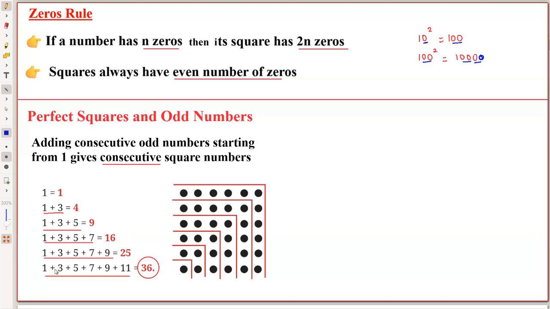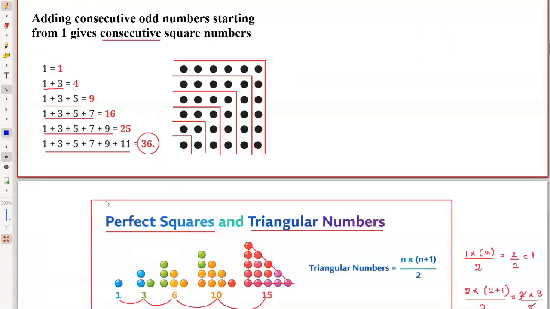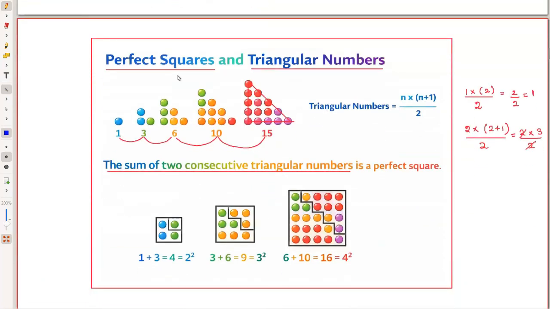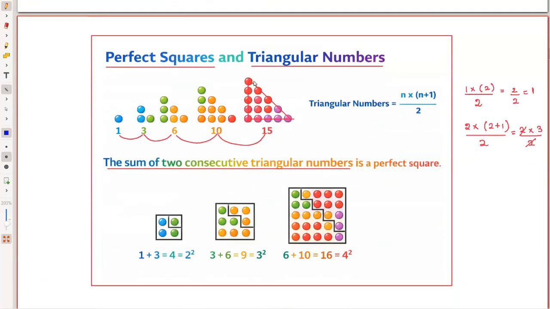So the sum of n odd consecutive natural numbers gives a perfect square number. That also has a condition: you have to start from 1. Then only will you get a perfect square number. Right. So next, what is the connection between perfect squares and triangular numbers?